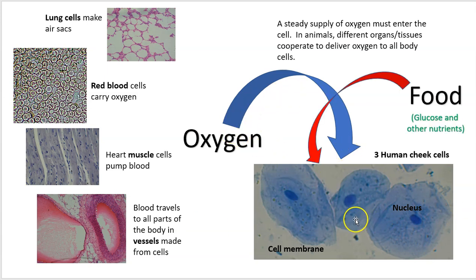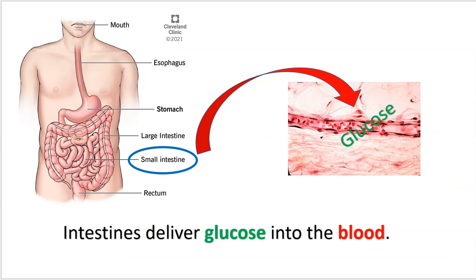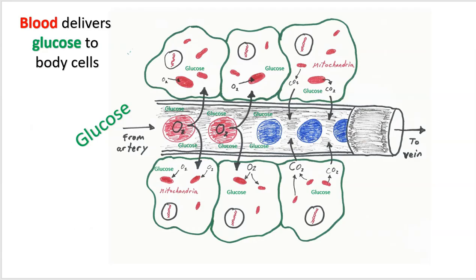Of course, body cells don't just need oxygen, they need other things too. They need food. In this case, it's glucose and other nutrients, but glucose is the main energy molecule for our cells. Well, where does glucose come from? Of course, we eat food. So in the intestines, we're going to digest our food, and important nutrients will be absorbed into the blood, including glucose. So the intestines will deliver glucose into the blood, and now the blood is going to deliver glucose to the body cells just as the blood delivers oxygen to the body cells.